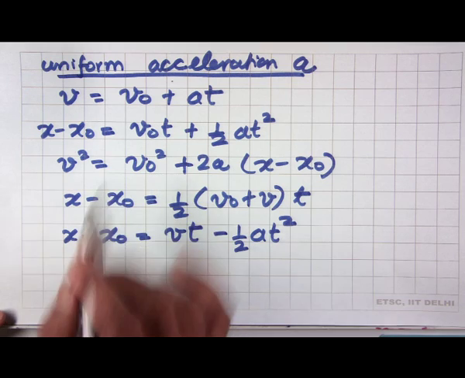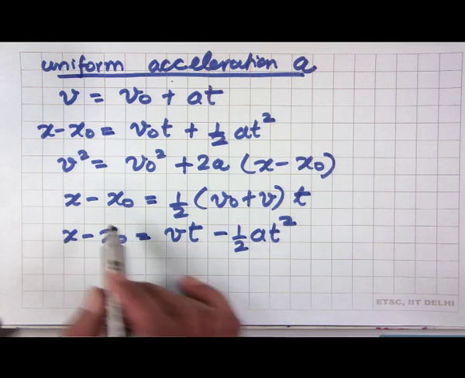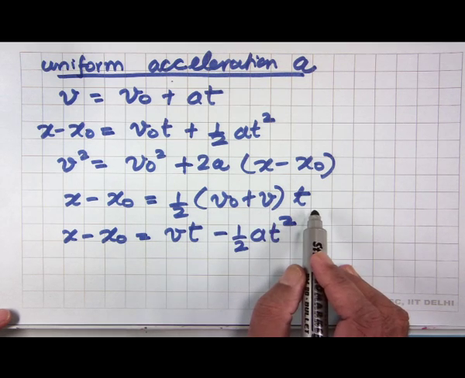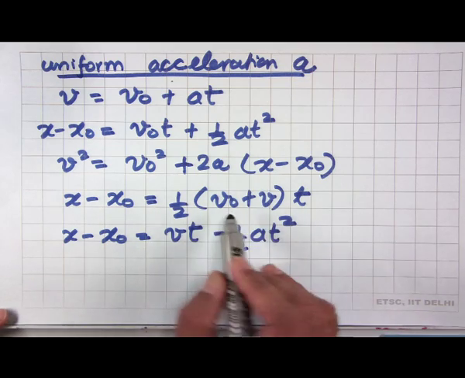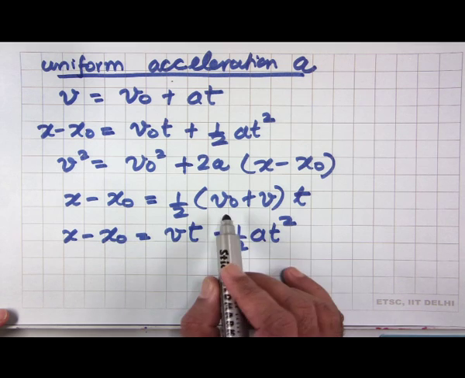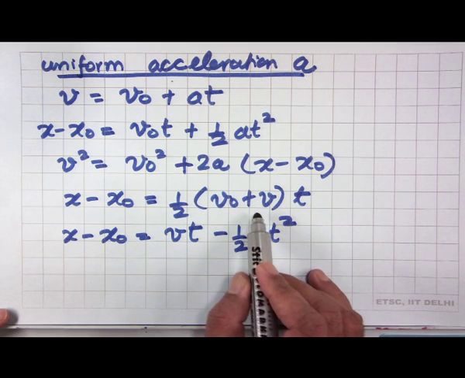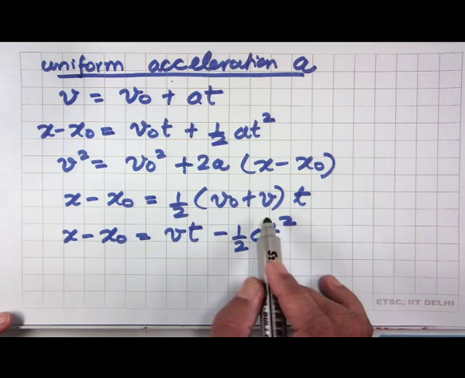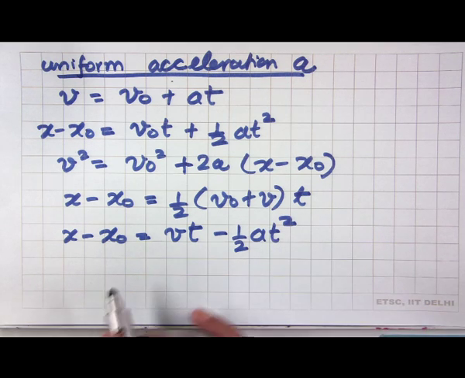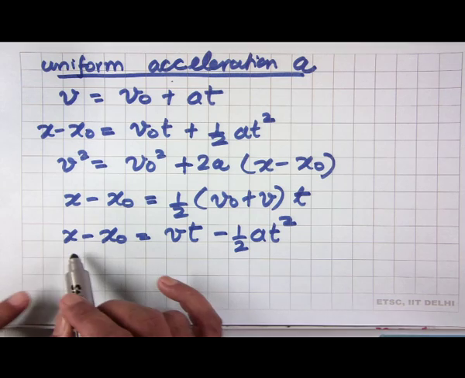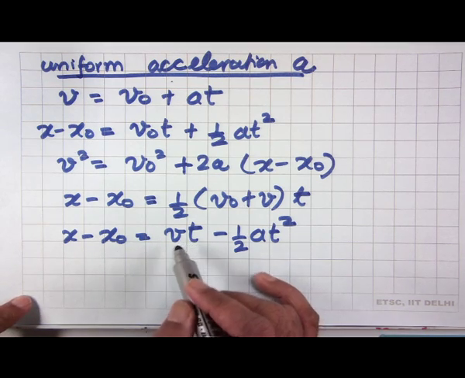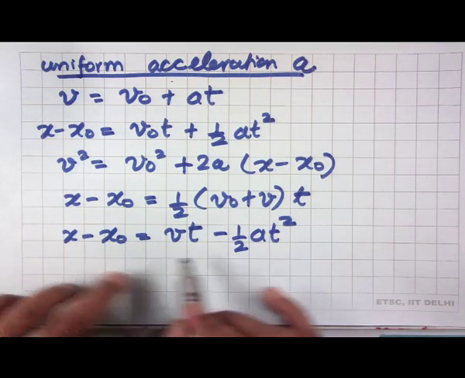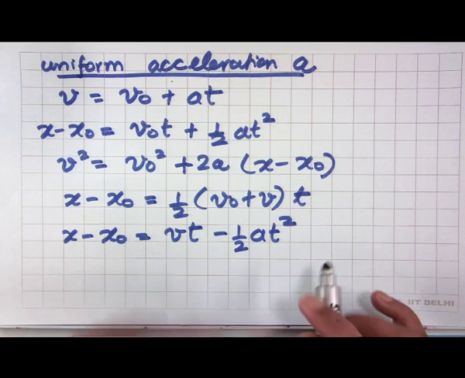A couple of more relations can be worked out. If we know the initial velocity and the final velocity and the time taken, then the average velocity, because the acceleration is uniform, can be given as half of v0 plus v, and therefore the distance travelled will be half times v0 plus v times t. And similarly, if we know the distance and the final velocity, but do not know the initial velocity, then the relation takes the form x minus x0 is equal to vt minus half at square.